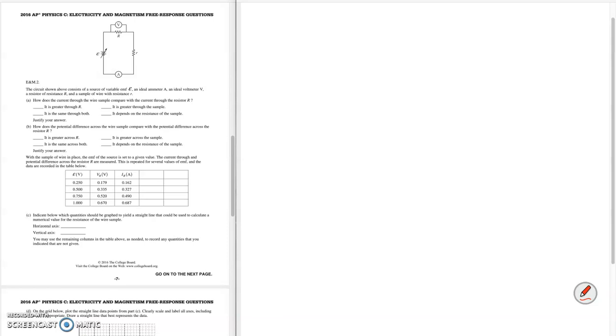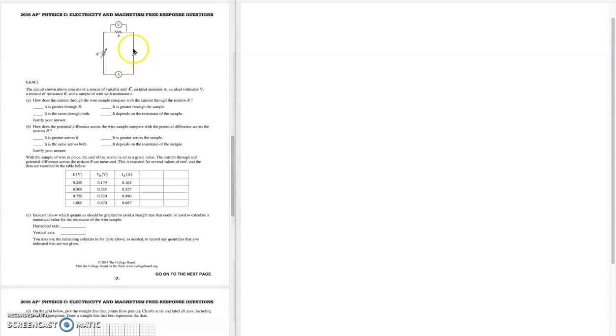Let's take a look at 2016 E&M number 2. This is a circuit. That arrow through our battery tells us that this is a variable power source. We have an ideal voltmeter up here in parallel with the resistor. An ideal voltmeter has infinite resistance so that no current goes through it. All of the current goes through the resistor.